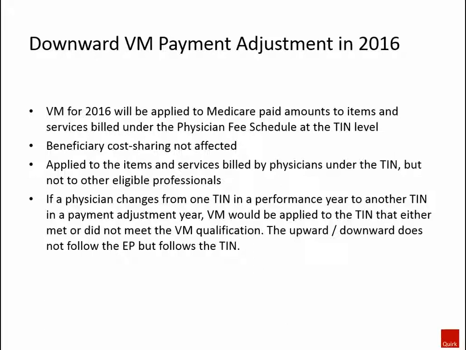And then the last thing is, if you have a provider that is with another practice at the beginning of the year and they have a specific tax identification number and a value modifier payment is assessed on that particular tax identification number, when that provider leaves that practice and joins your practice and now takes on your tax identification number, the value modifier adjustment does not follow the NPI. It's only associated with the tax identification number. So if a provider is with a practice that will be receiving a payment adjustment based on the value modifier, and that physician joins a new practice under a new tax identification number, he or she does not bring that penalty or the upward adjustment with them. So that's important to note that, again, the upward or downward adjustment does not follow the EP, but follows the tax identification number.